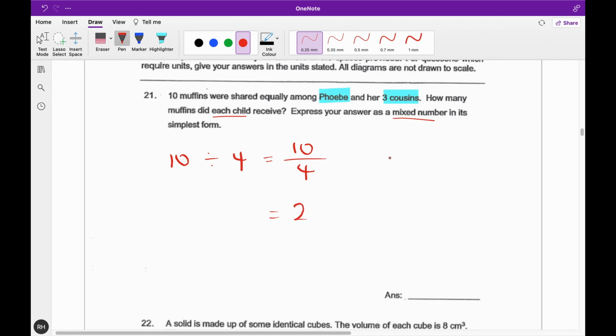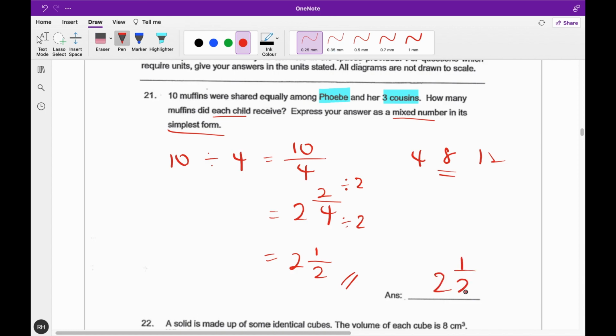2 whole. So we have 4, 8, 12. The largest number below 10 is 8. So we have 2 whole, and then 10 minus 8 will give us 2 out of 4. And then we have to leave it in simplest form. So we can simplify by 2, divide by 2. 2 whole, 2 divided by 2 is 1. 4 divided by 2 is 2. Answer will be 2, 1 out of 2.